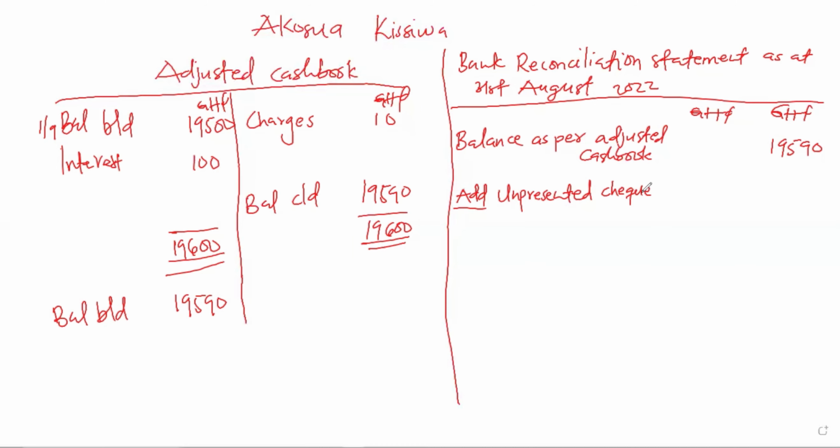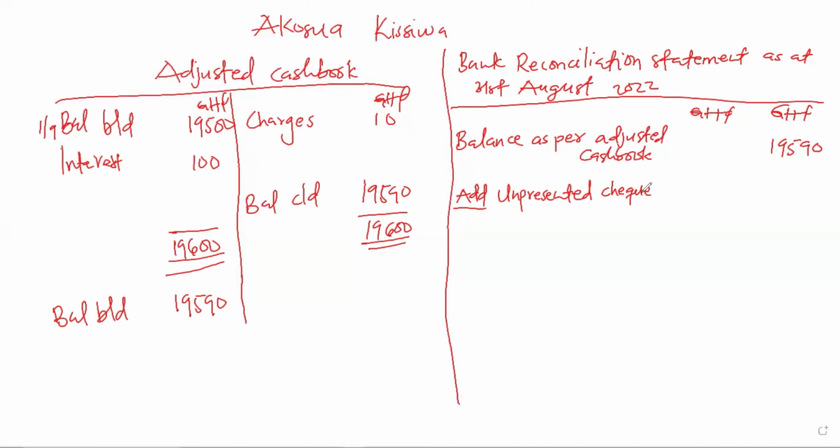unpresented check. Because when we issue the check, we credit our cash book. And if the person presents the check for payment in the bank, they are supposed to debit our account. That is a withdrawal. But we've issued the check and credited it, but the person has not presented it for payment in the bank. So the bank has no idea about it. That is why it is not found in the bank statement. So we call that an unpresented check.